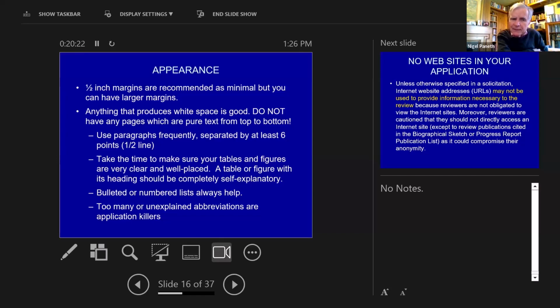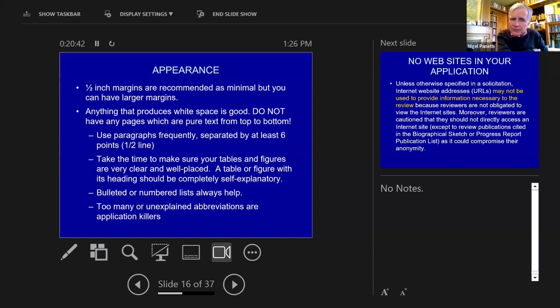Always make sure your tables and figures are very clear and very well placed, right where they should be. The ideal table, the ideal figure, and its heading could be completely self-explanatory. You could take it out of the grant, drop it on the floor, someone picks it up, and they know exactly what that table says. It's hard to do, but that's the best table you can make. Bulleted or numbered lists always help.